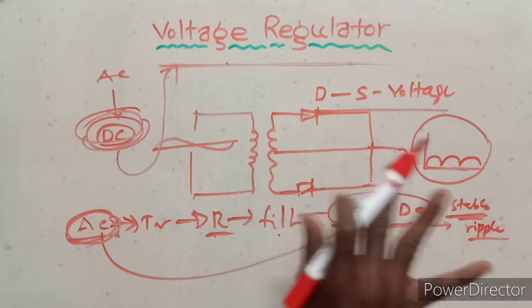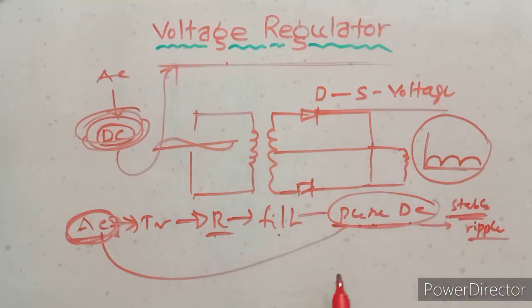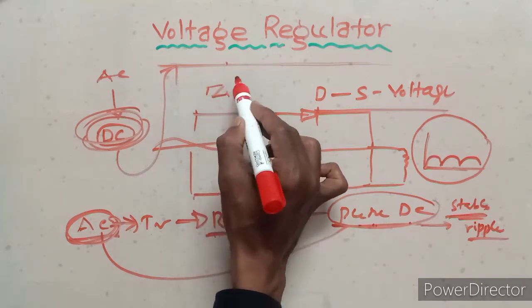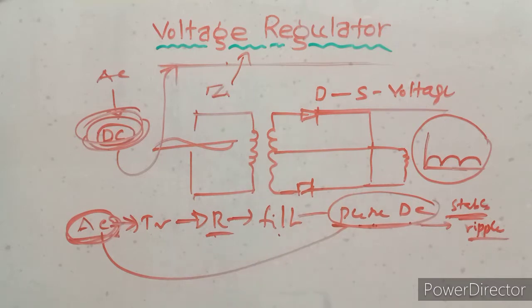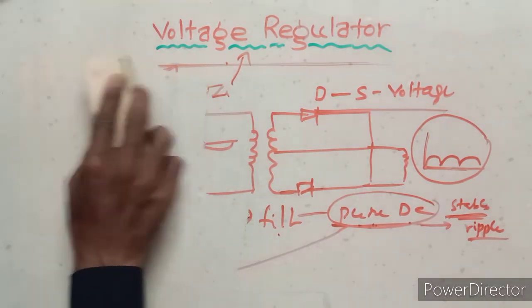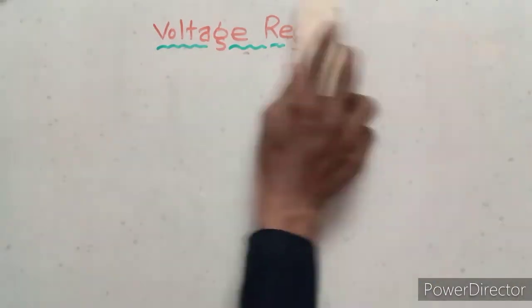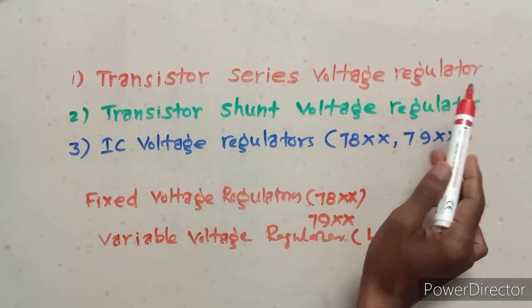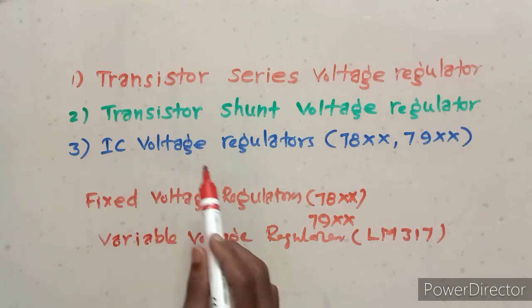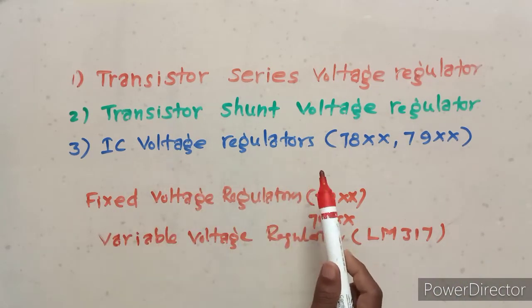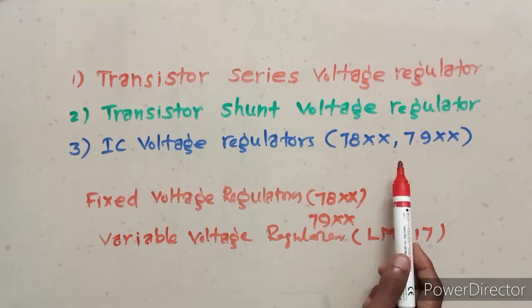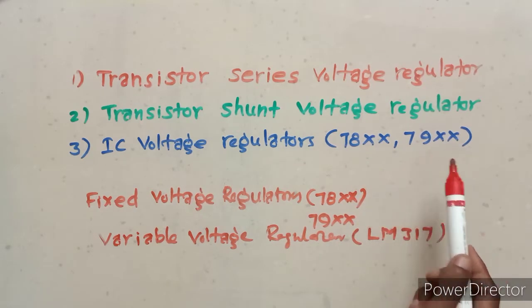In a basic regulator circuit, we use the Zener diode as a voltage regulator. Generally, voltage regulators are available in three types. The first is the transistor series voltage regulator. The second is the transistor shunt voltage regulator. The third is IC voltage regulators, the 78 series and 79 series.